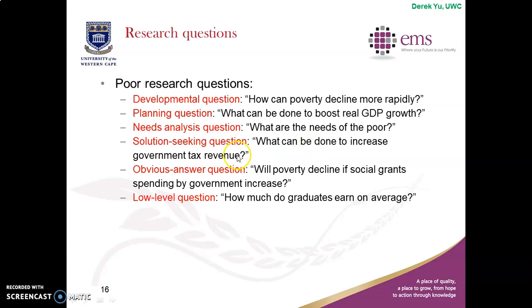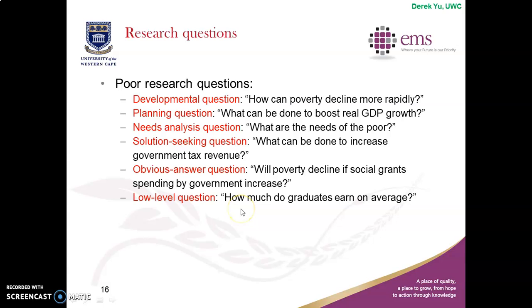The next one, what can be done to increase government revenue? Again, it should be related to the conclusion policy recommendation chapter. This is, strictly speaking, not a research question. The next one, will poverty decline if social grant spending by government increases? This is too easy because everyone knows if government spends more on social grants, poverty would definitely decline. So this is a too weak, too cheap, too easy research question because everybody knows the answer.